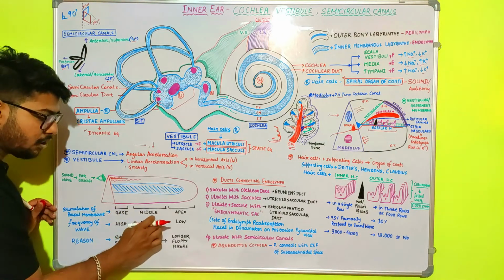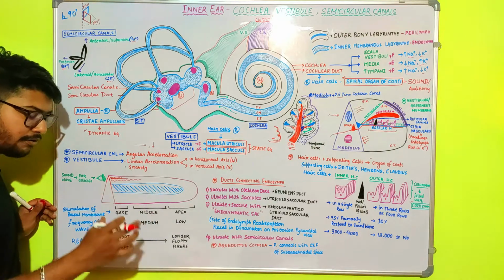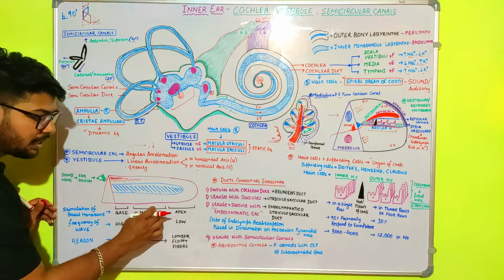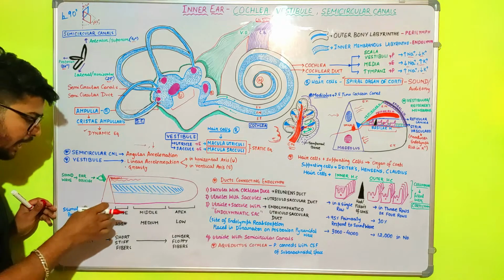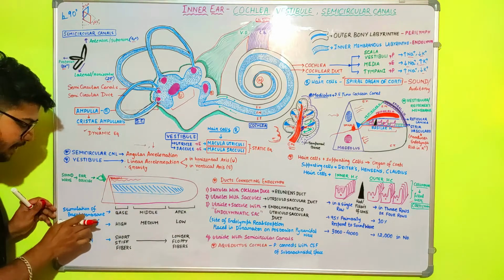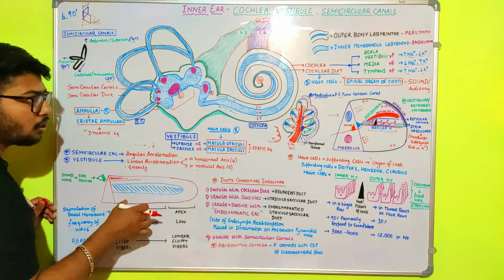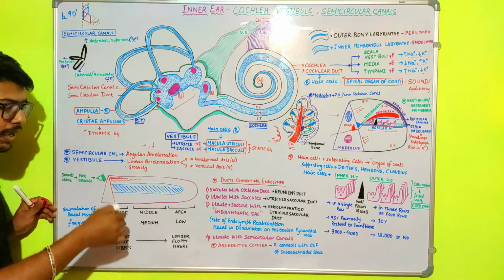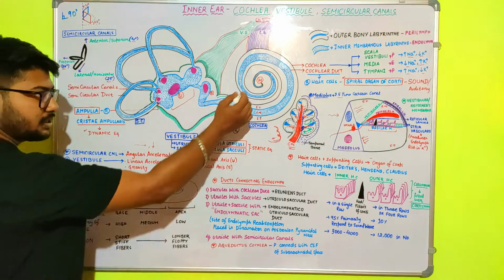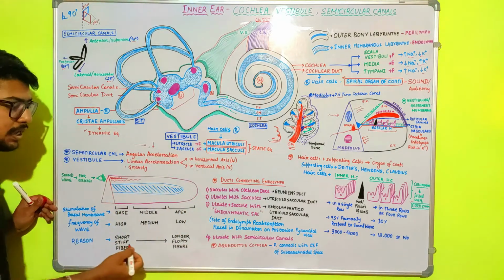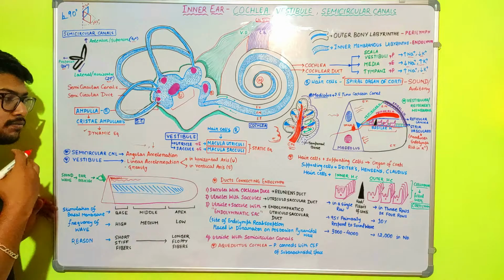If the frequency of the sound wave is medium, then the middle part of the cochlear duct is going to be stimulated. It means that the stimulation of the basilar membrane will take place at the middle part of the cochlea. Okay, and the apex will be stimulated when there is a low frequency sound wave.